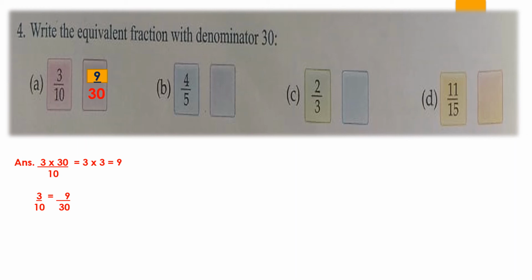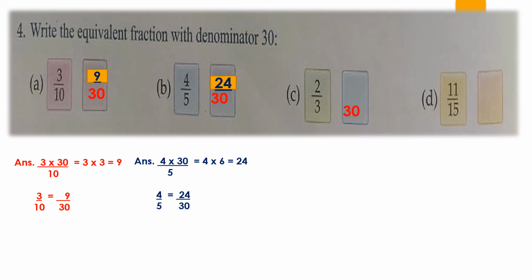Next, 4 upon 5. Same process you have to do. 30 you have to take as denominator, and it should be equivalent to 4 upon 5. So 4 into 30 upon 5. After that, 5 divided by 5 will give you 1, and 30 divided by 5 will give you 6. So what is left on the numerator? 4 into 6, that is equal to 24. So the fraction formed here: 4 upon 5 equal to 24 upon 30. So 24 you will write on the numerator. So 4 upon 5 is equivalent to 24 upon 30.